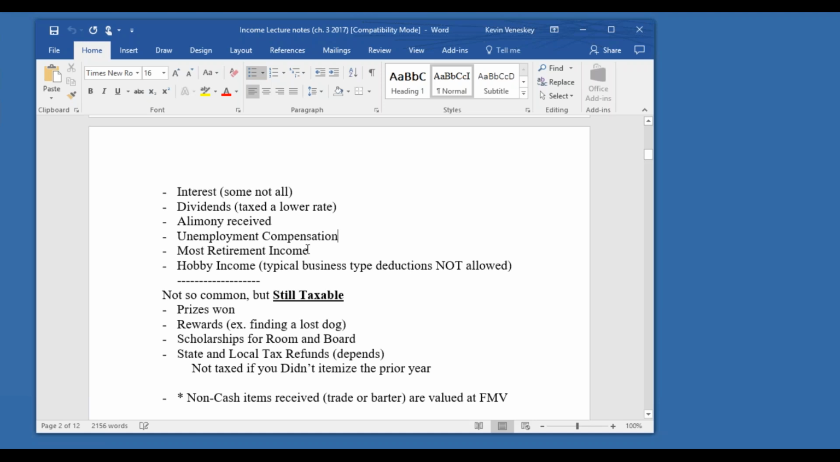Retirement income, there are a few exceptions, and we're going to talk a whole bunch about that right after our first midterm, or the only midterm.